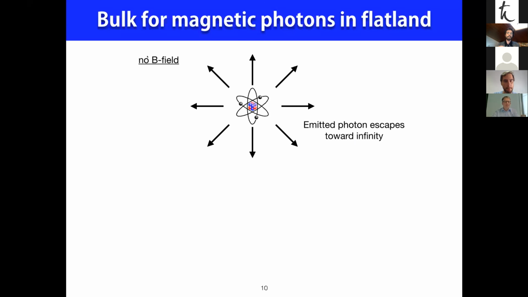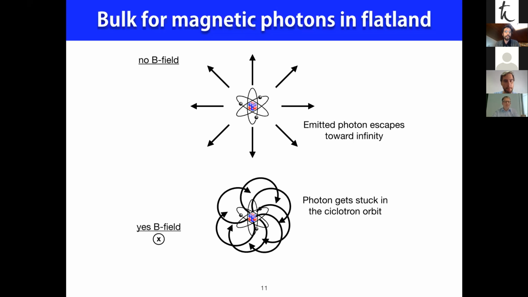Without a magnetic field, if we don't consider very special kinds of pathological features, normally the atom will just emit and the photon will just escape toward infinity. We can picture, in a hand-wavy way, that the photon just goes away in straight lines, like light rays, in all directions far away from the atom.